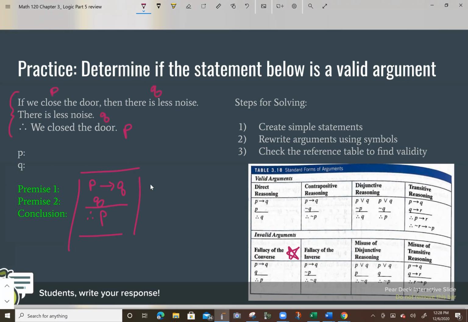And if we have a conditional, the only time that conditional is going to be false is if you're breaking your promise. So if we close the door, then there is less noise. I'm promising you if we close the door, then there is less noise. There is less noise, therefore we have closed the door. You just can't guarantee that there's less noise because the door was closed.